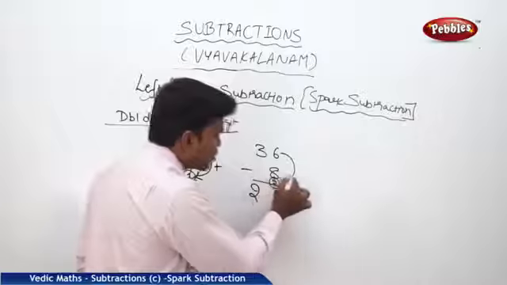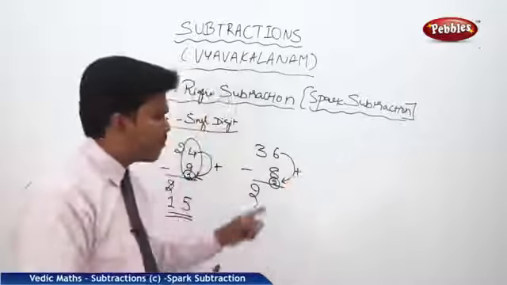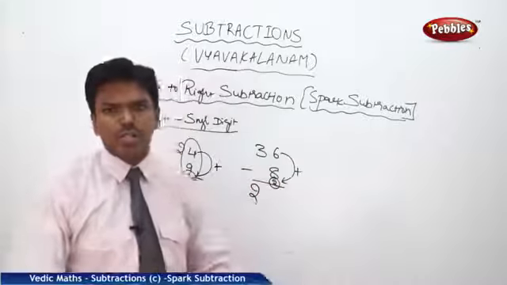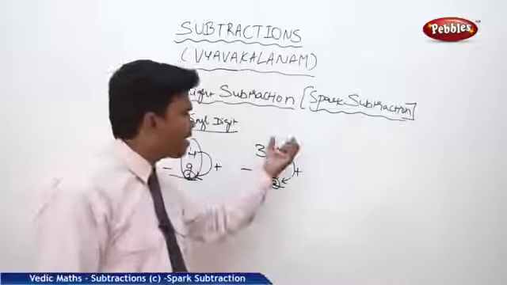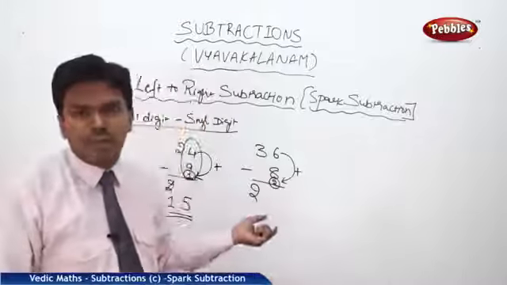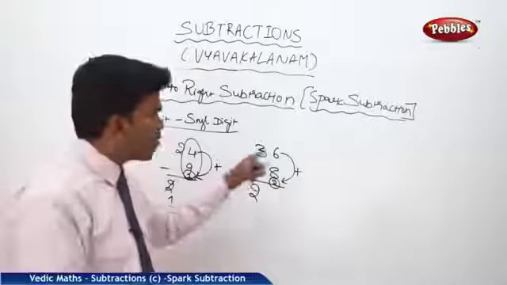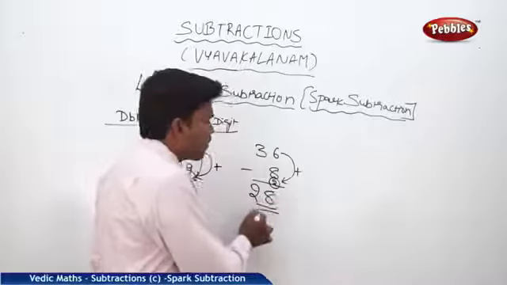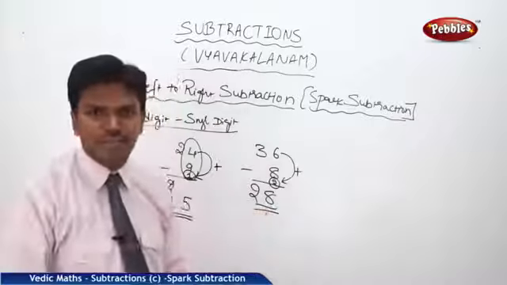So what is 6 plus 2? See, the below number is 8. So what is the complement of 8? 2. That's why I am bringing the above number 6 and adding it to the below number's complement, that is 2. So what is 6 plus 2? 8. So my answer is 28.